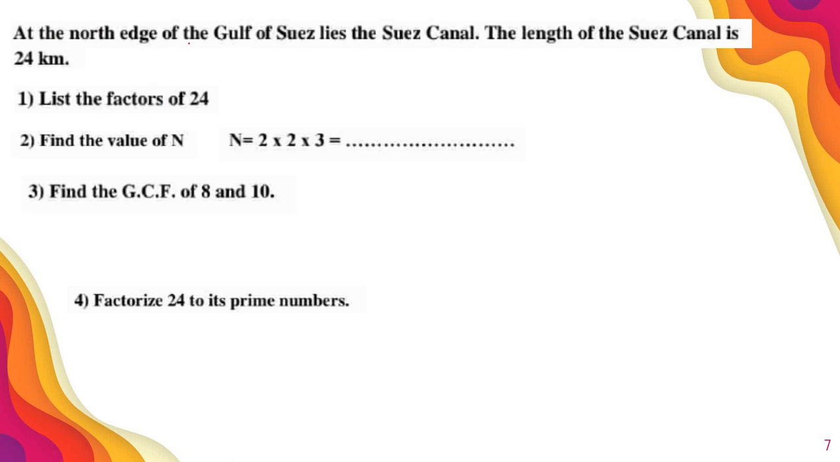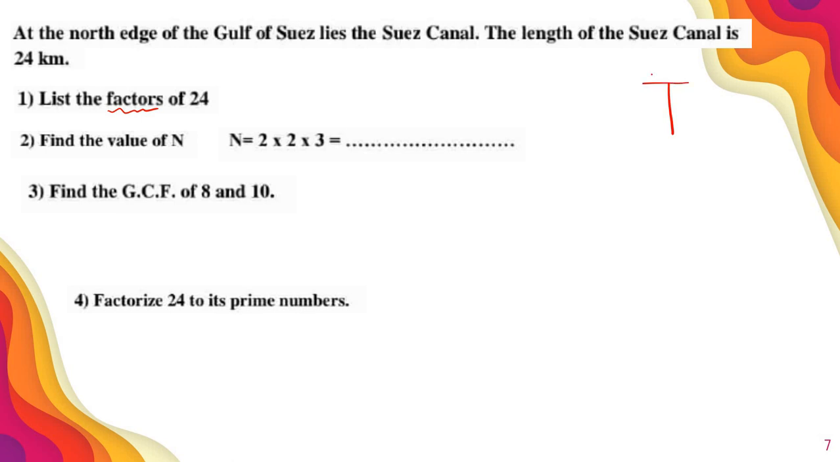At the north edge of the Gulf of Suez lies the Suez Canal. The length of the Suez Canal is 24 kilometers. List the factors of 24. I want to find out all the factors of 24. He didn't mention the prime factorization. He mentioned all the factors. So what shall I do here? I will write down what?